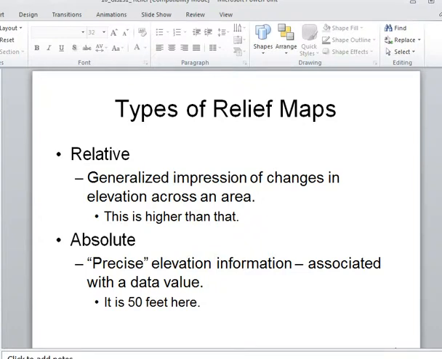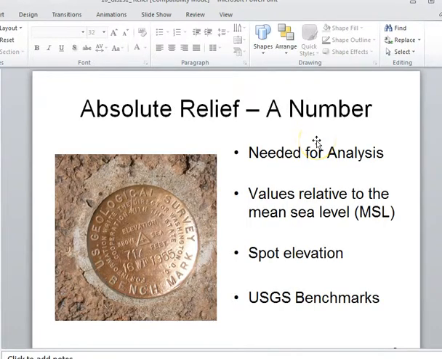So that's the general idea, and there's lots of different ways that absolute relief and relative relief can be demonstrated. Okay, so one way is that you may see a brass cap that has absolute relief, some number, and you also may see on a topographic map a spot elevation, or you may see something that has a benchmark number on a topographic map. We'll take a look at some of these in a little bit. And most of these, or all of these, are related to the mean sea level.